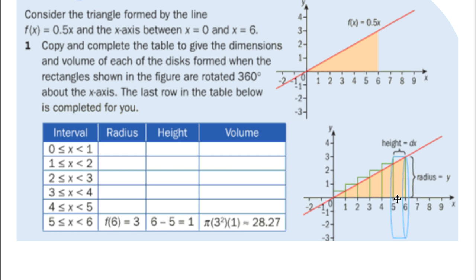So the height is always perpendicular. So the height would be from here to here? Yeah, the height is always perpendicular to the cross section. This part, because that's the circle. Yeah, the height is that bit there.